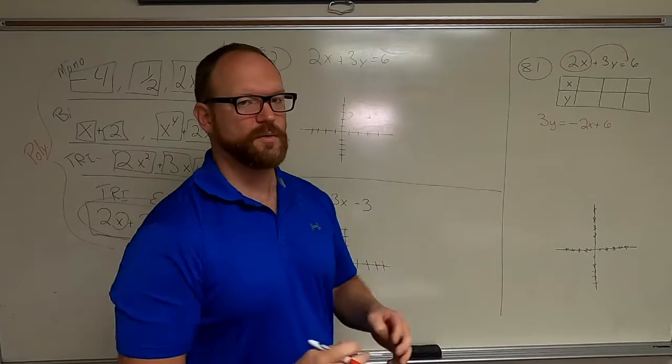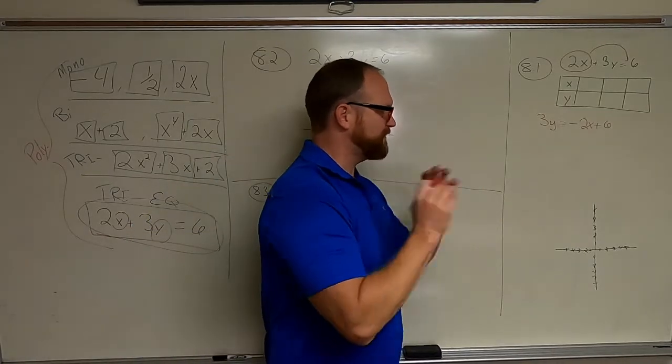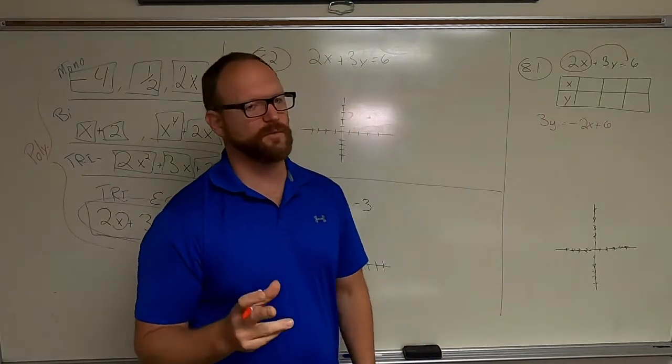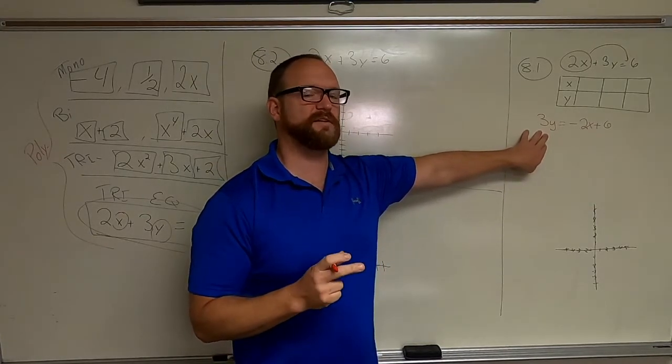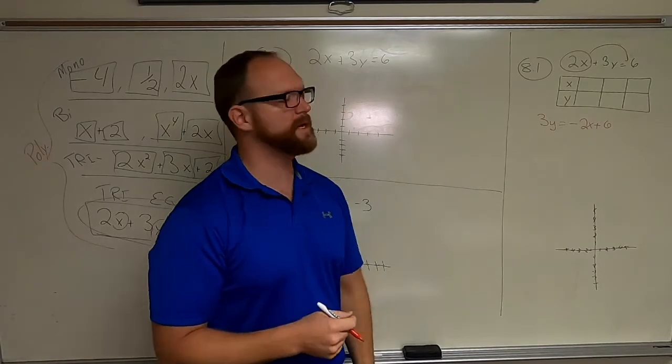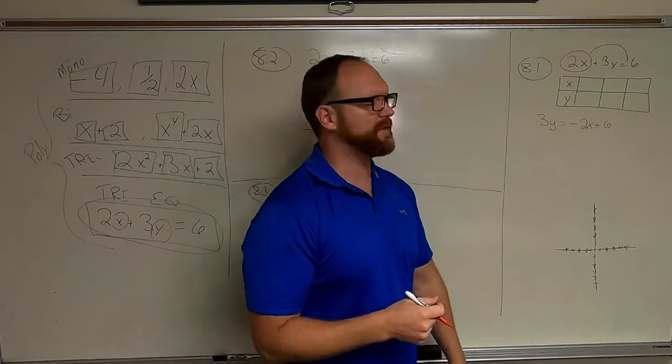Okay, so we're off to a good start. We got y's on one side by itself, everything else on the other. But we're still left with the problem. We have a 3 in front of that y. And that's not what it's asking us to do. It's asking us to solve for y, not for 3y. So we have to undo that 3 and that y.